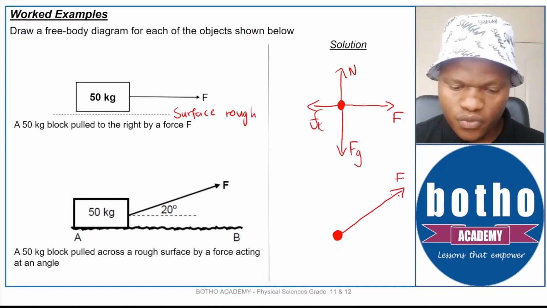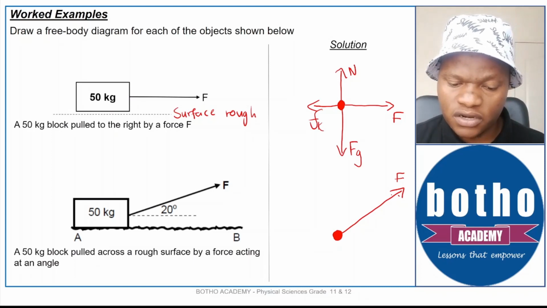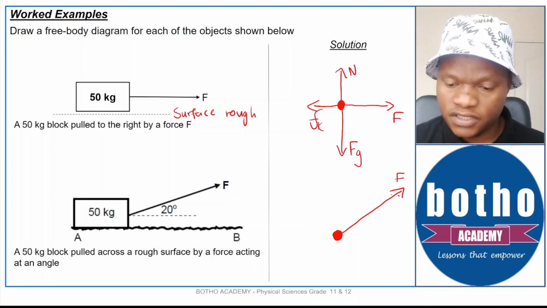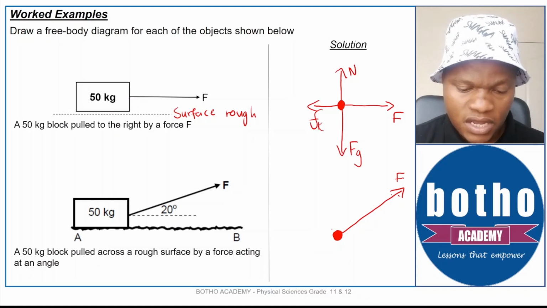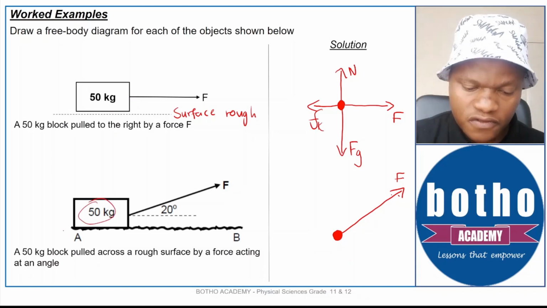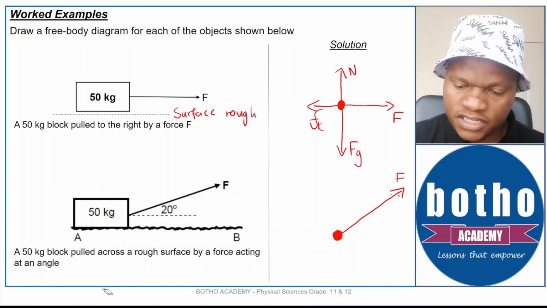What else do we know? We know that this is an object that is pulled across, and it's also on top of a surface. But before that, we know that this is a 50 kilogram block, therefore it has mass.